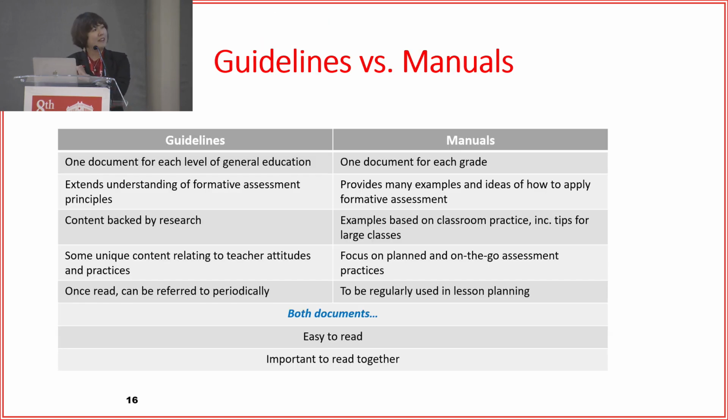Okay. And to compare the guidelines and manuals, there are certain similarities and differences. However, both documents are easy to read, because the English teachers in Vietnam are required to have B2 level of English proficiency for teachers of grade 1 to grade 9, and C1 level of English proficiency for teachers of grade 10 to 12. And very important, these documents are more effective when reading and doing together. So we are promoting COPs among teachers across Vietnam.